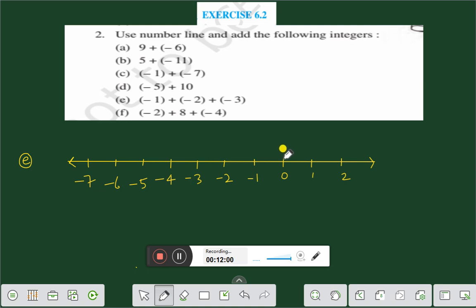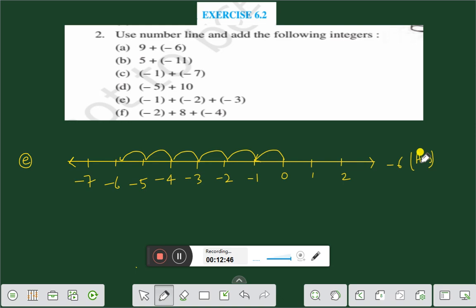Now, minus 1. First, you have to go from 0 to minus 1, that is on the left side. After that, minus 2. That means on the left side, you have to go 2 places, 1, 2. From there, you have to go 3 places, 1, 2, 3. Therefore, the answer we are getting is minus 6.